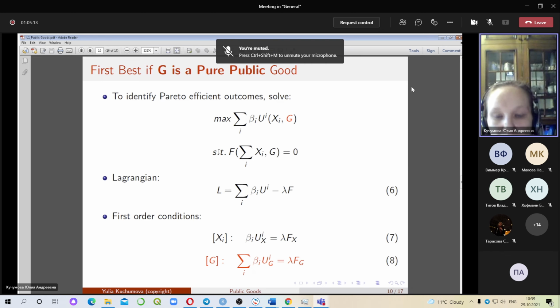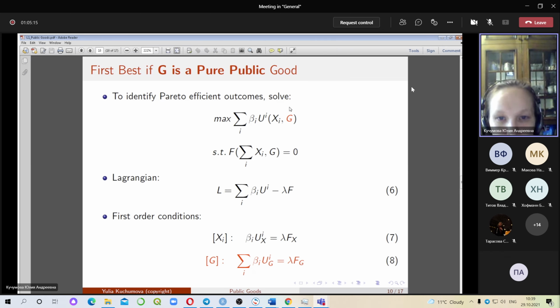Again we maximize social welfare subject to the production possibility constraint. We set up the Lagrangian and take the first order conditions. With respect to good x_i, the condition is exactly the same. The difference arises when we take the derivative with respect to good g. We now have a sum over all i of beta_i times the derivative of u_i with respect to good g. Where does it come from?